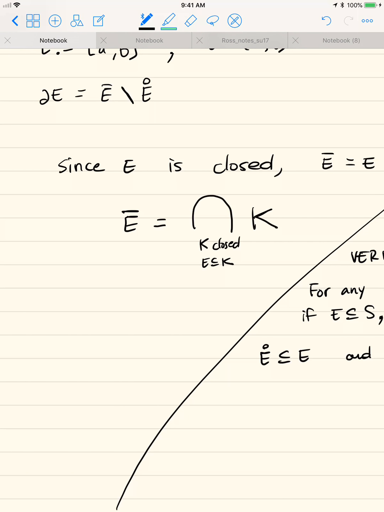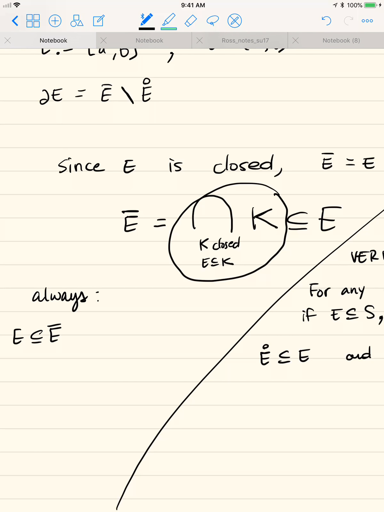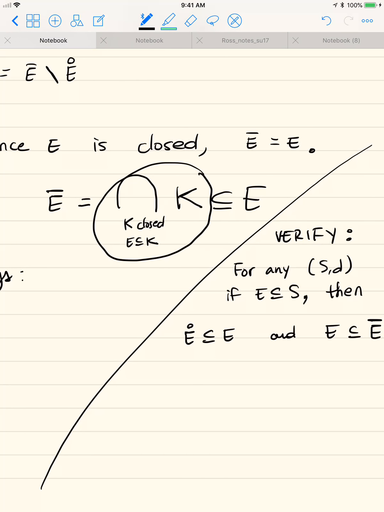Okay, so always the closure of E is a subset of the closure of E, but if E is closed, then we have to have this intersection is a subset of E because E is one of the K, right? So you get what I'm saying?